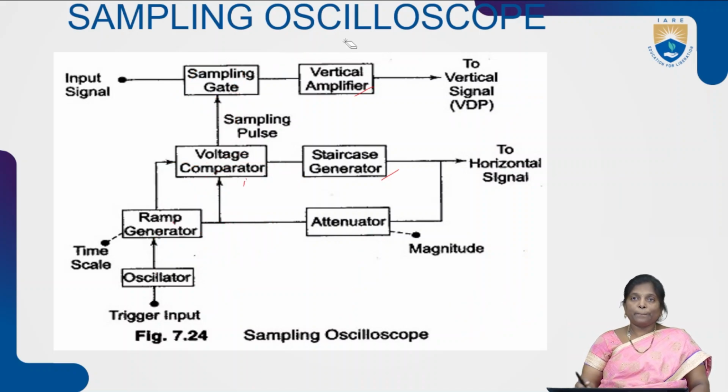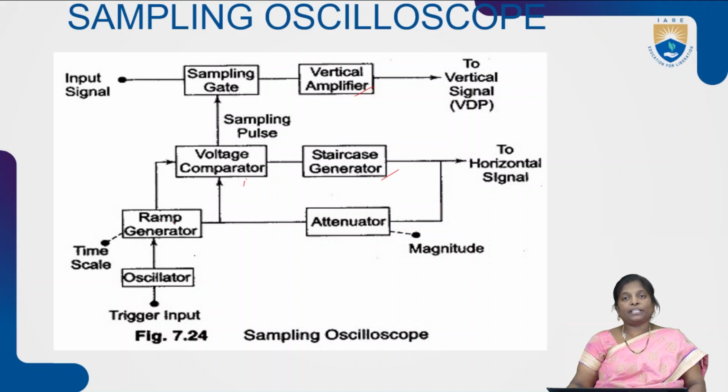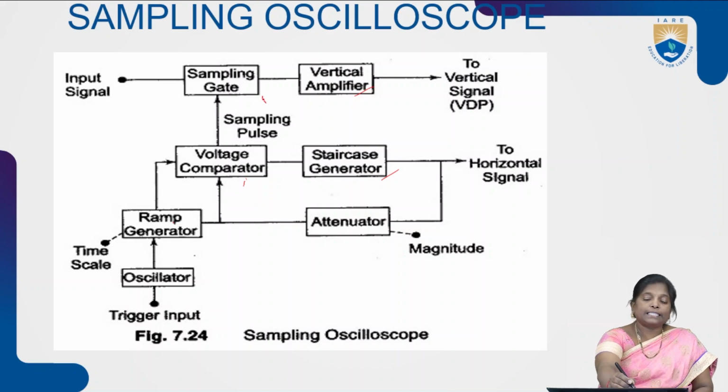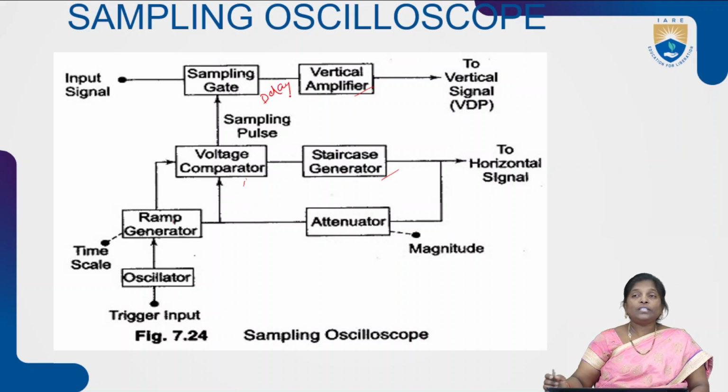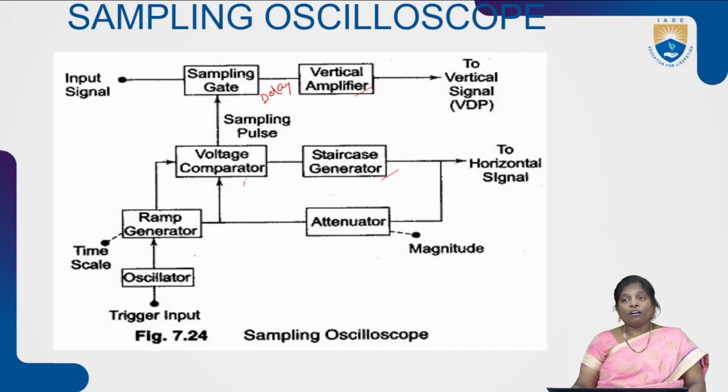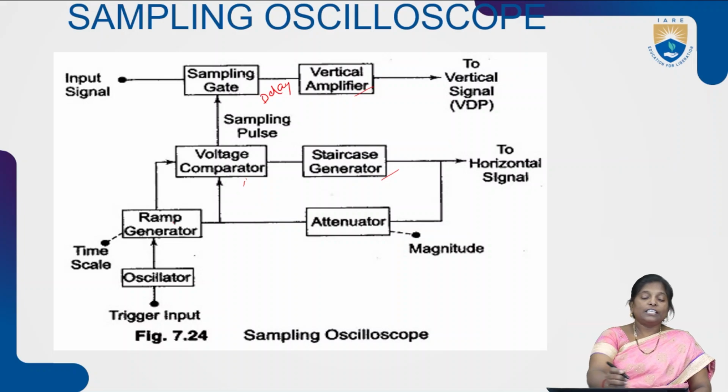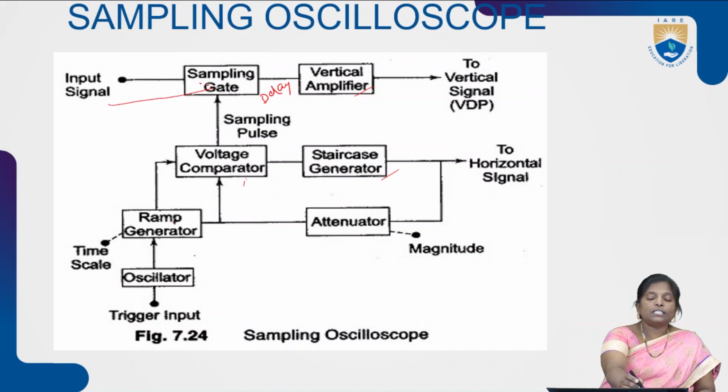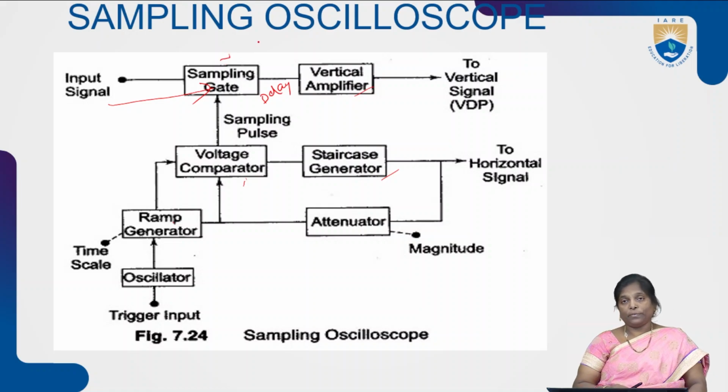Once again, observe the sampling oscilloscope. Similar to the normal oscilloscope, it also has one set of vertical and horizontal deflection plates. For the vertical deflection plates there is a certain amount of delay. Due to this delay, both vertical and horizontal deflection plates produce the output at the same time. Coming to the operation, initially the input signal is given to the sampling gate, and across the gate the input signal is sampled.